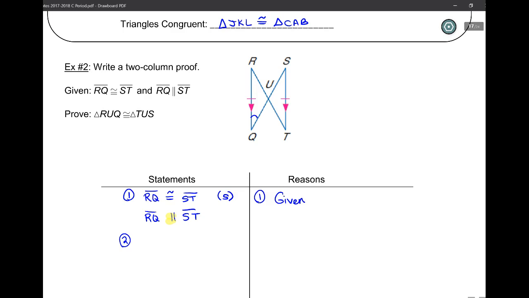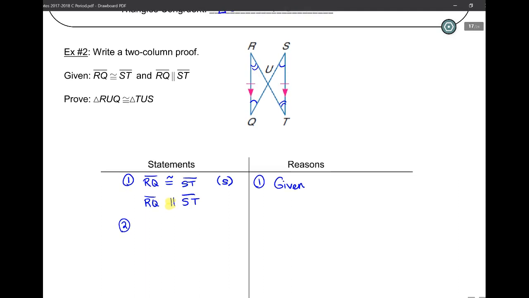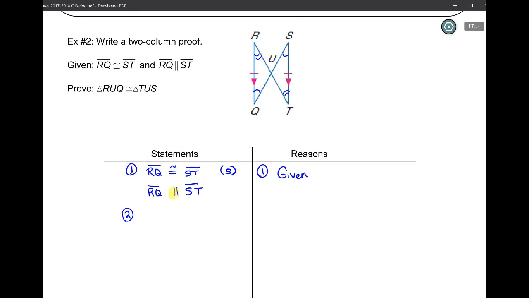We have angle Q is congruent to angle S, and angle R and T are also congruent because those happen to be transversals. Now, if you didn't want to use both of those angle pairs, you may also recognize that we have vertical angles congruent. So depending on which angle pairs you use will depend on the reasons for proving the two triangles congruent.